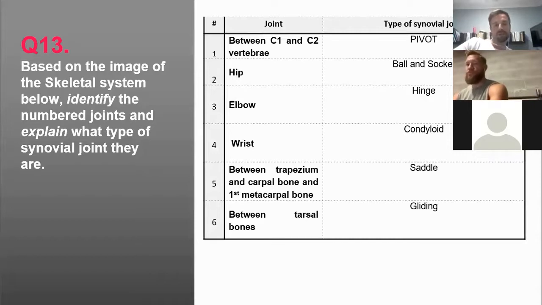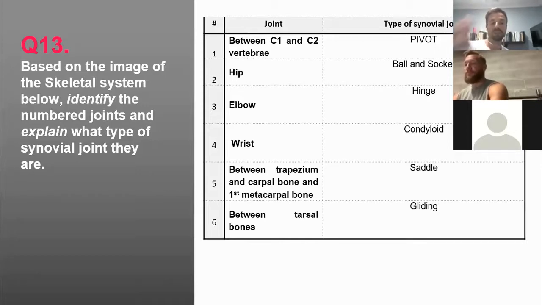Okay, so the fifth joint is the thumb joint, right? But if you read here, it's between the trapezium, the carpal, and the first metacarpal bone. So they're just three bones that connect in your finger that create the thumb joint, right? You can probably even write thumb joint for that one. And that is what we call a saddle joint.